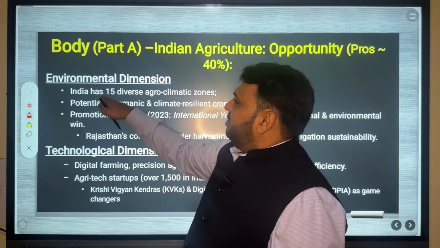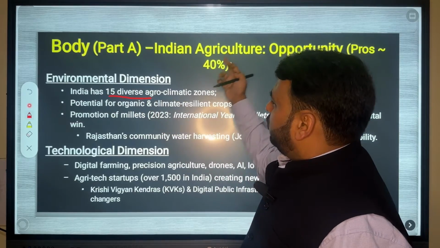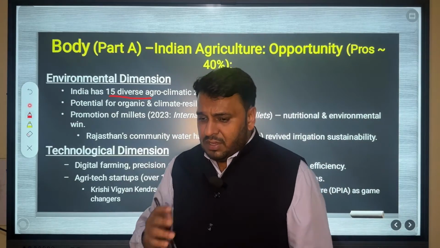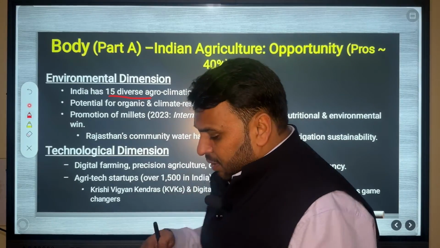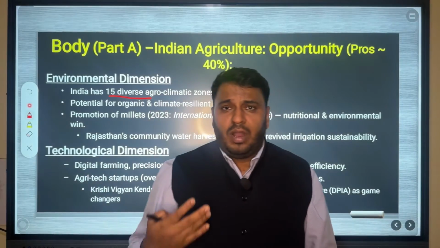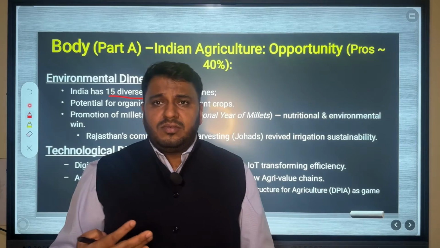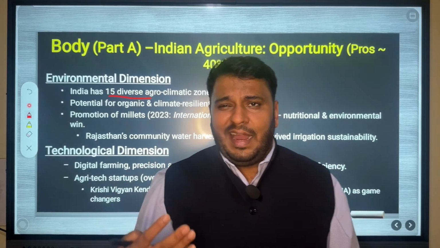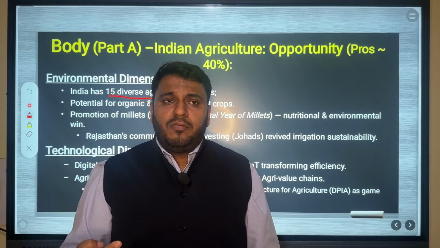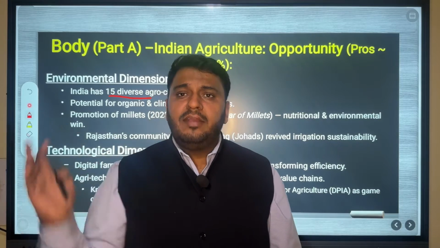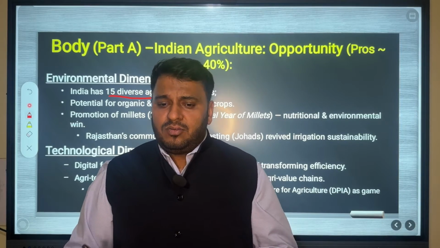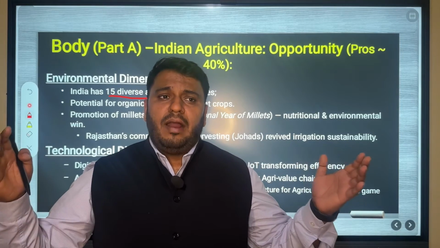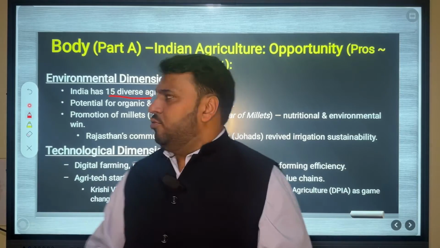Environmental, as we have discussed, that India has 15. So what is the prospect here? India has 15 agro-climatic zones, wherein we have everything from deserts to ice caps, from coastal regions to the most fertile lands in the world. So there are a lot of variations, and we can have any sort of crop in India. That is the beauty. We do not have a limited scope. We have scope to have crops from diverse backgrounds.